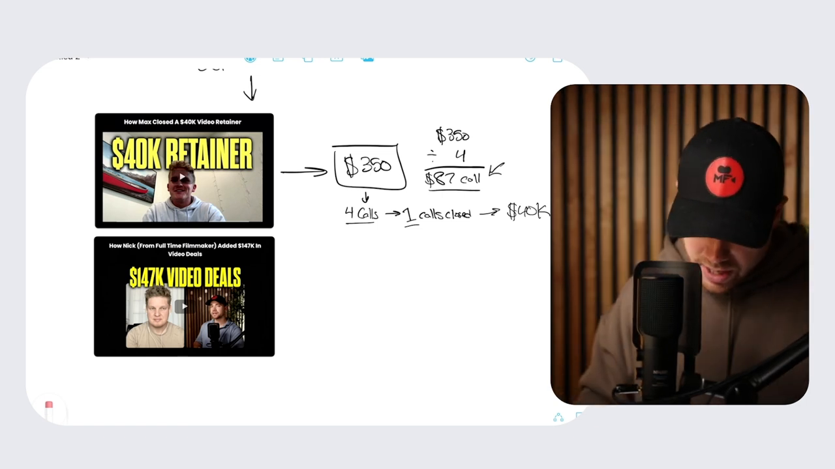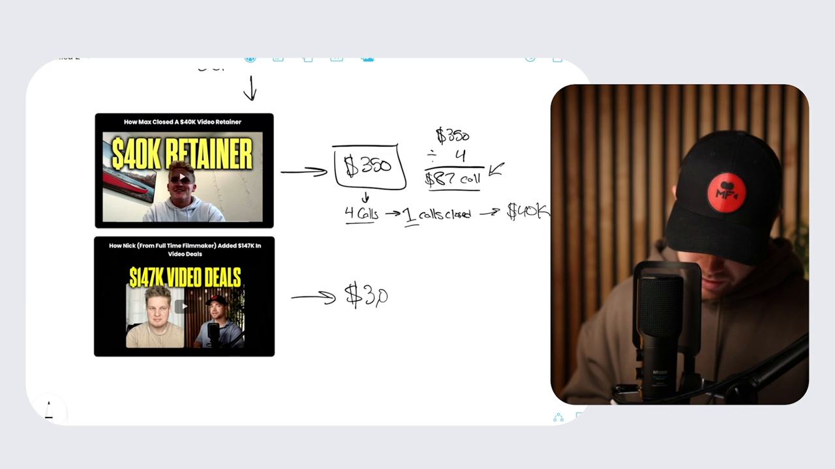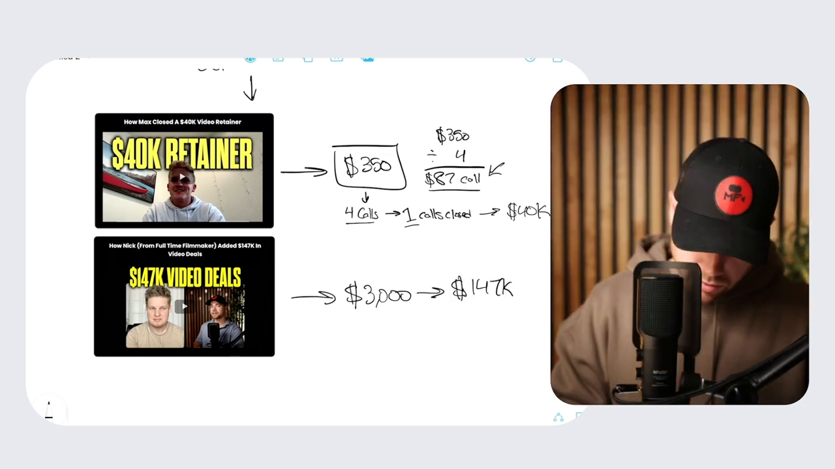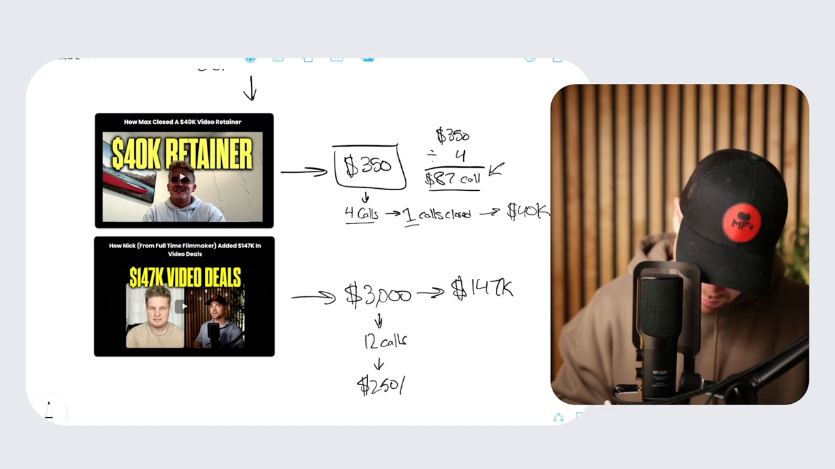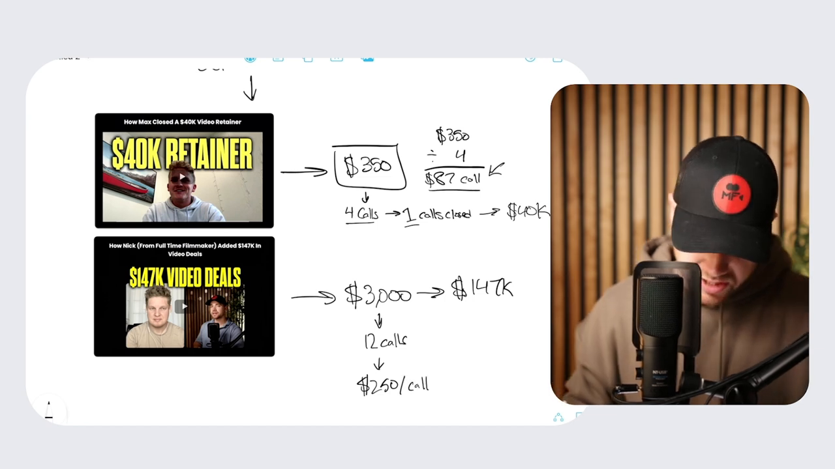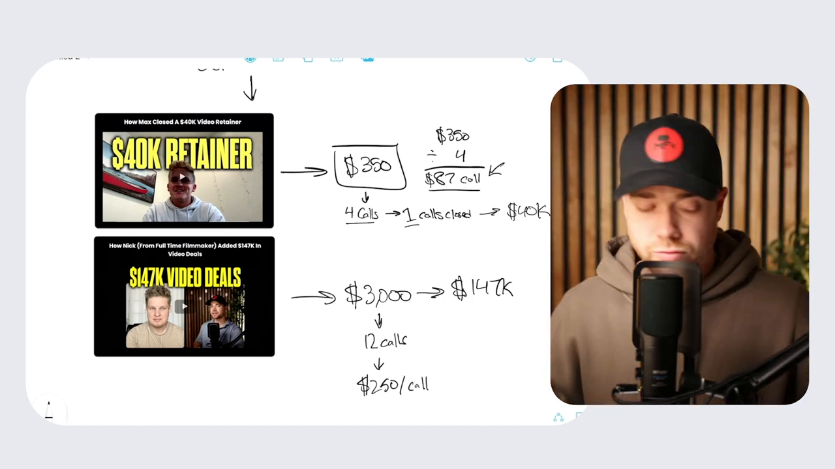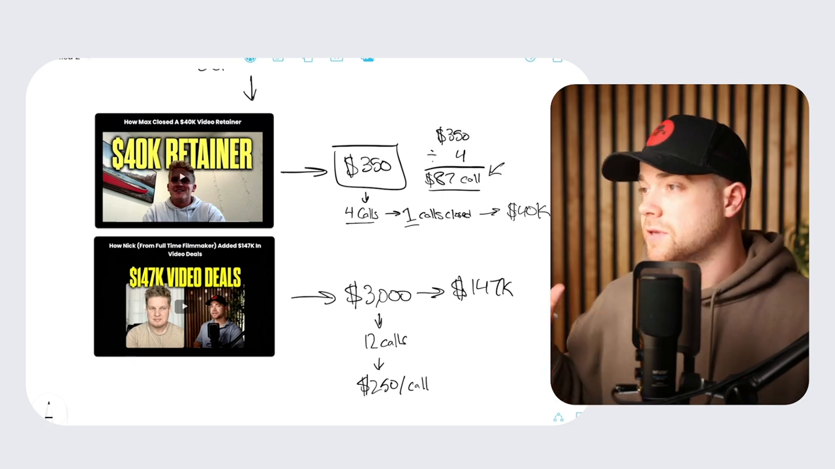Now, for Nick, he had spent about $3,000 to make $147,000. Now, out of that $3,000, we booked about 12 calls. And from the 12 calls, that means each call was about $250 per call. And this is just because Nick is targeting a different industry, right? So that's the only reason why that might be a little bit more.